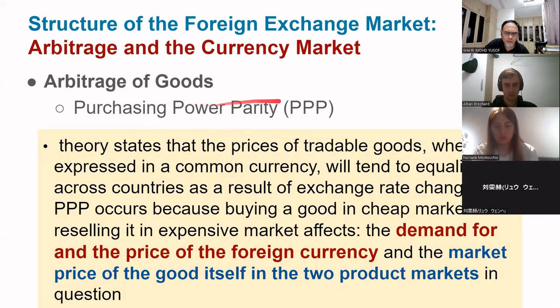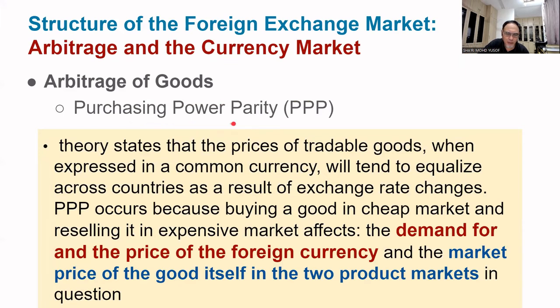Okay, the arbitrage of goods also relates to purchasing power parity theory, which states that the prices of tradable goods, when expressed in a common currency, will tend to equalize. The tendency for them to be equal across countries is a result of exchange rate changes.